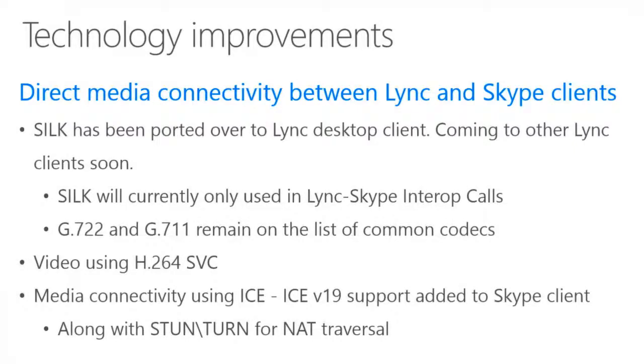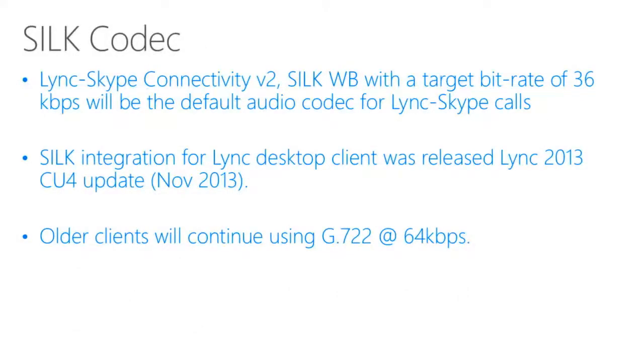The big addition is, of course, video. So all the video work, the video between Lync and Skype, will be using H.264 SVC. And the other piece I'm pretty proud of is the fact that these calls will be using the same ICE NAT firewall traversal story that we've been using in Lync for a long time. And that's how we're able to establish the media connectivity between the Lync endpoints and the Skype endpoints. So we'll talk a little bit about the Silk codec.